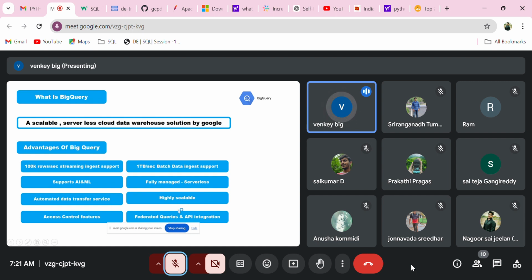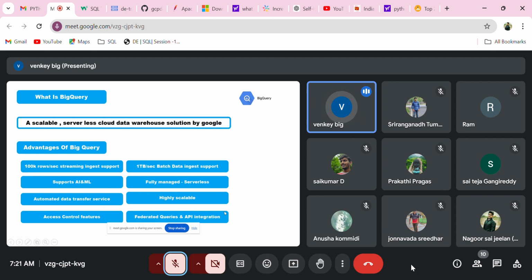It supports all the API-related integrations. It supports Python API, Java, and Go. It has a command line utility called the BQ command line utility. The major thing is that it is SQL compliant, so you can write all your SQL queries in BigQuery. That is one of the biggest advantages that we have.